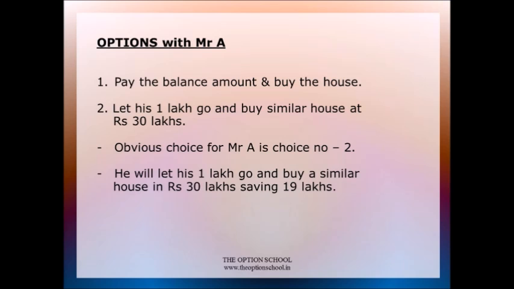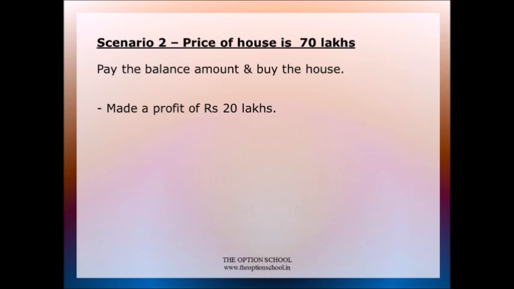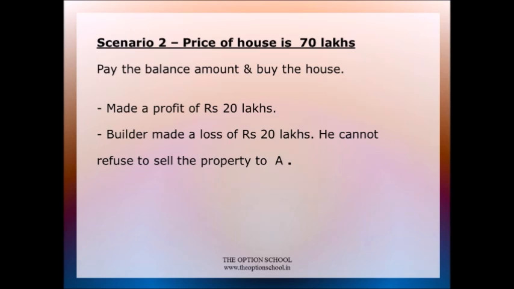There can be another scenario also. In the next scenario, let us say the price of the house is 70 lakhs. Now Mr. A will immediately come and buy the house by making the balance payment of 50 lakhs and thus making a profit of 20 lakhs. The builder is now making a loss of 20 lakhs because he could have sold that house in 70 lakhs, which he has to sell to Mr. A in 50 lakhs. He cannot refuse to sell the property to Mr. A. Now why he cannot refuse to sell the property to Mr. A, that is very interesting to understand.